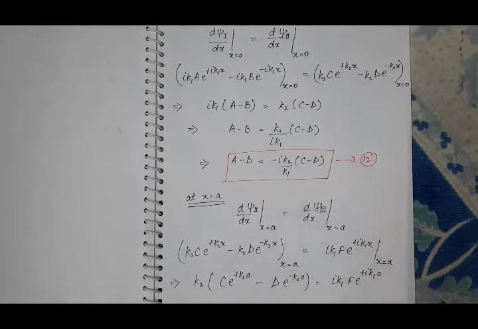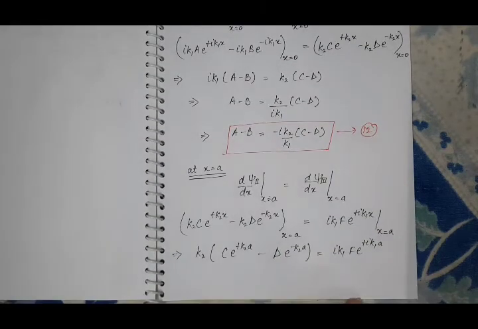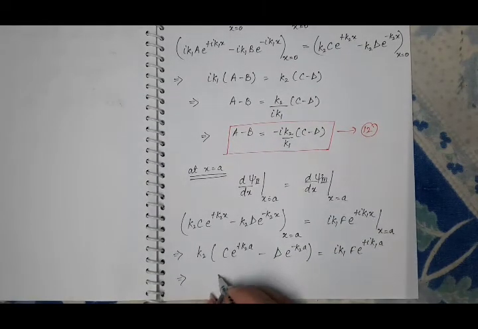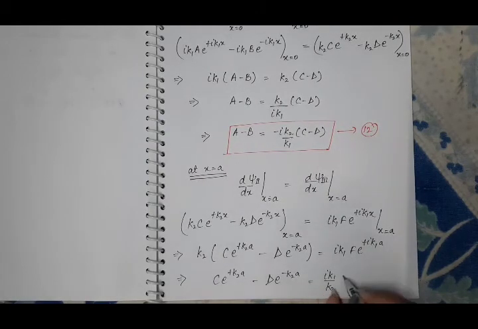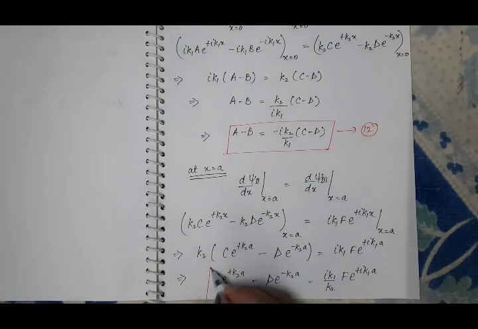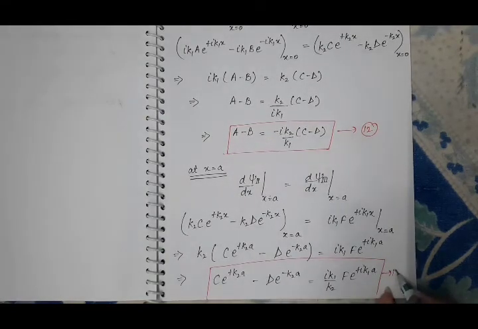And now move this k2 to this side. So it will be c e raised to power plus k2a minus d e raised to power minus k2a is equal to iota k1 by k2 f e raised to power plus iota k1a. And suppose this is equation 13.